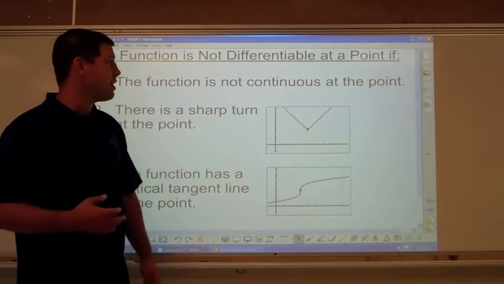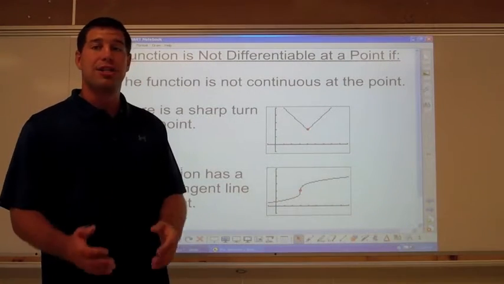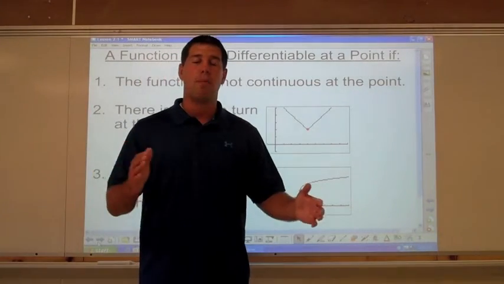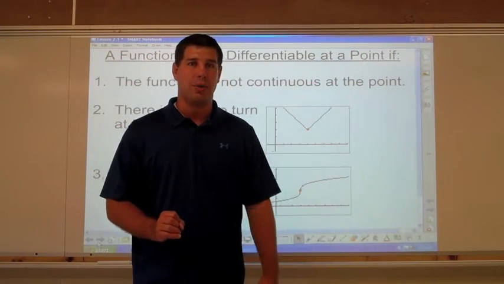The first is the function is not continuous at that point. If the function is not continuous, then it does not have a derivative at that point. It could have a derivative at other points, but not at the point where it's not continuous.